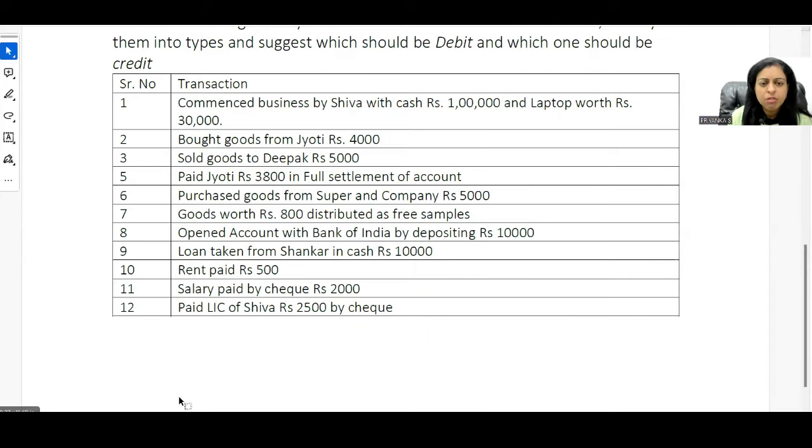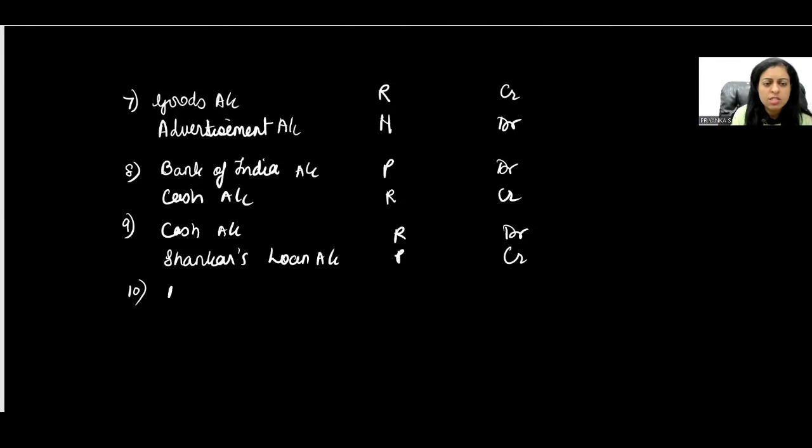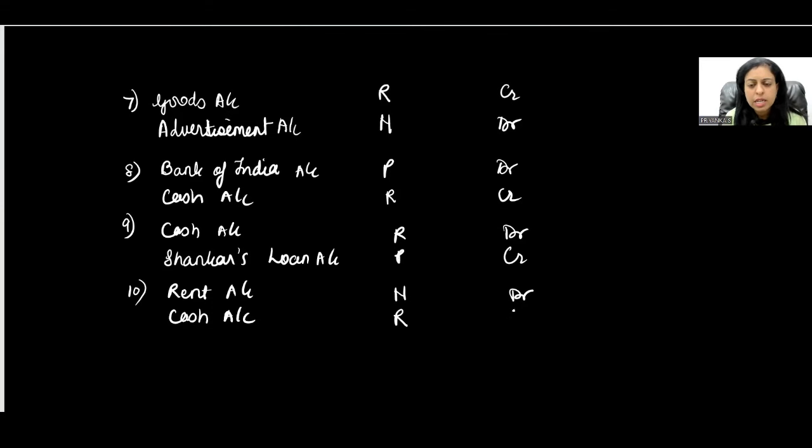Next, rent paid 500. So as I told you, we always make an assumption that if you are paying something and nothing is mentioned, we pay it in cash. So two accounts here involved are rent and cash. Rent account is expense, so nominal account. Cash is real account. Rent expense, so debit. Cash is coming in or going out? It is going out. So debit what comes in, credit what goes out.